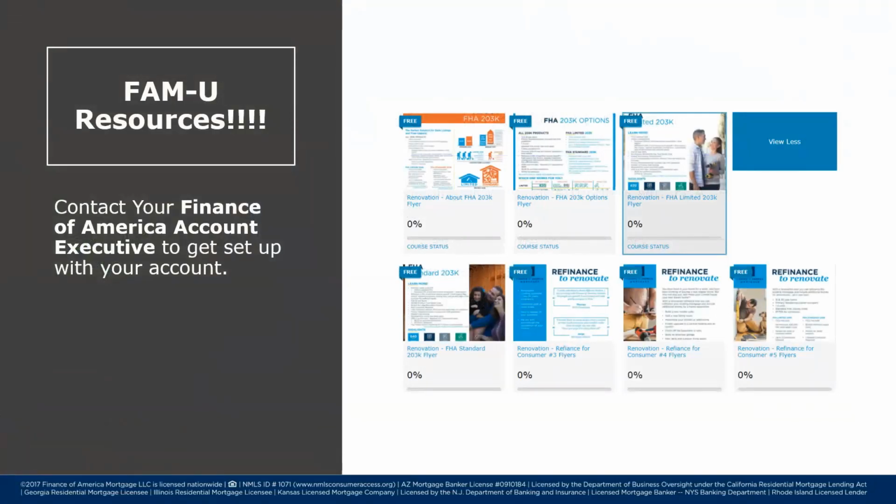In the FAMU Resource Center, there's a ton of flyers that you can go in and personalize, and we're constantly adding new ones. If you do not have access to the Finance of America University, it's an online university. We record every single webinar we have done and put it in there. There are flyers available, FHA training, VA training. If you are not using that, I would definitely recommend using it as a resource.